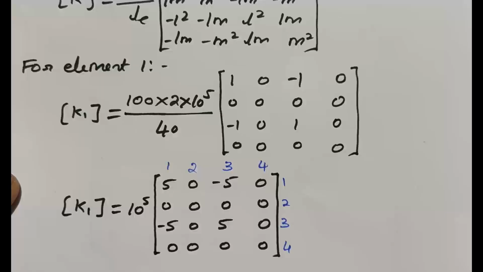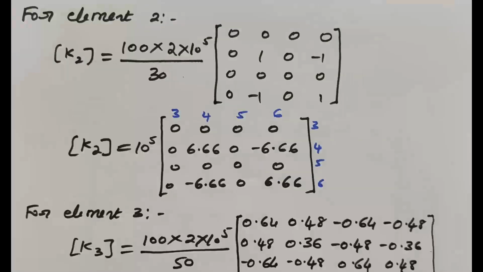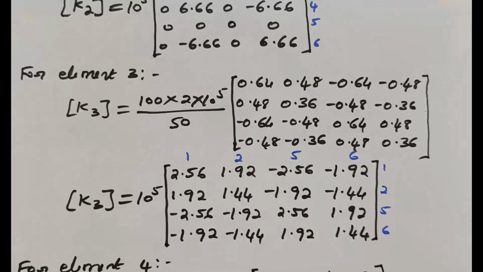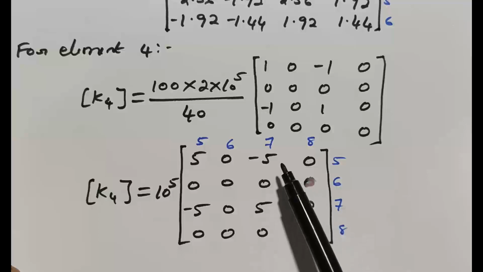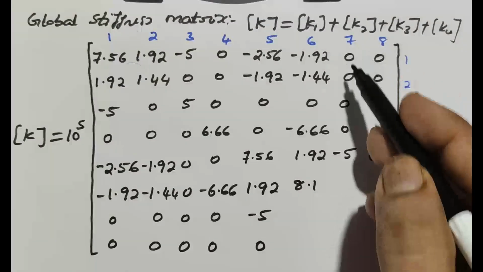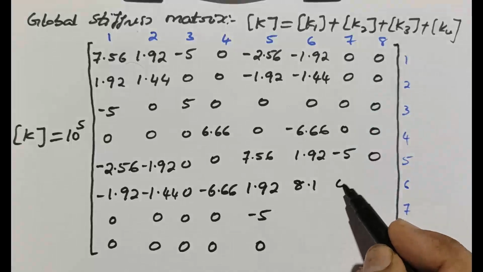Next we need the element corresponding to 7 and 6. If you see K1, K2 and K3, we don't have any element corresponding to 7 and 6. In K4 the element corresponding to 7 and 6 is 0. Therefore the element corresponding to 7 and 6 is 0.